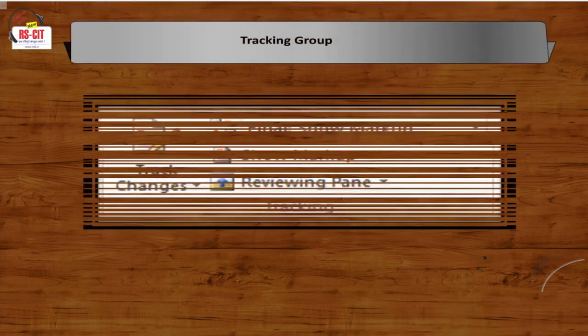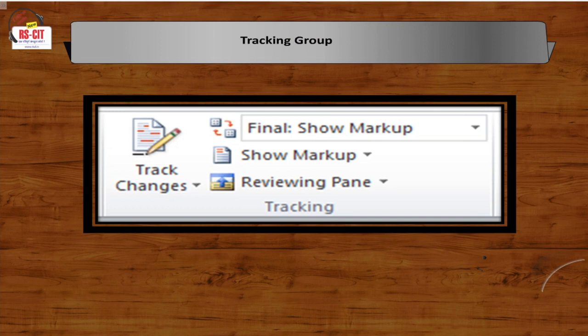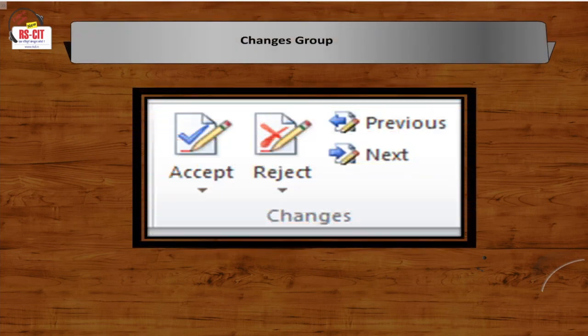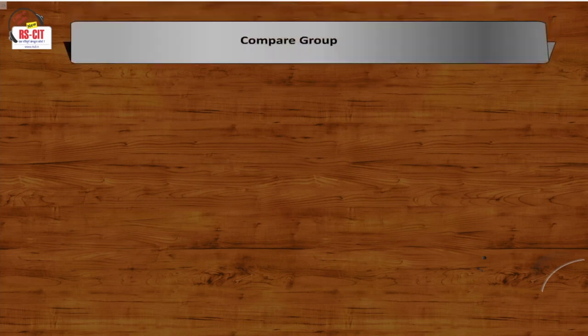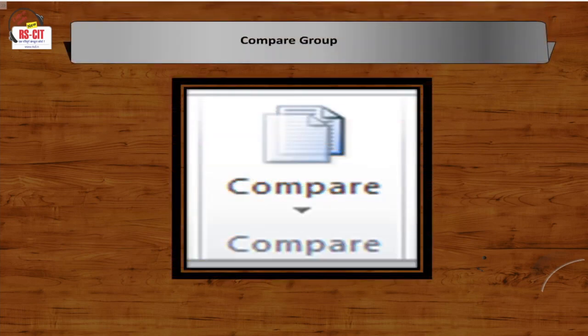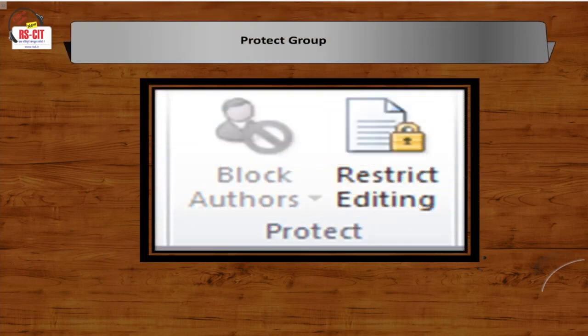Tracking group has track changes, final show markup, and reviewing pane options. Changes group has accept, reject, previous, and next options. Compare group has compare and combine options. Protect group has block authors and restrict editing options. You should explore all the tabs and commands in the practical sessions in order to better understand their actual application.